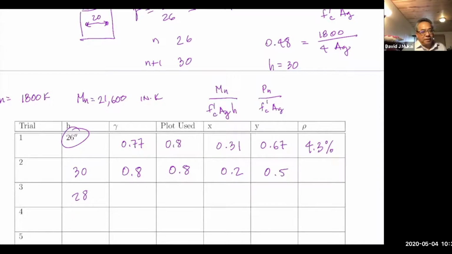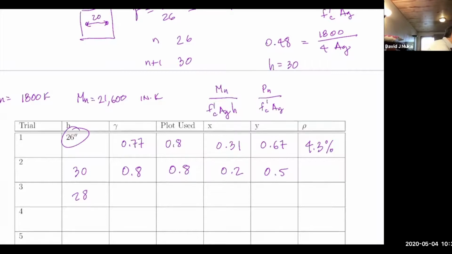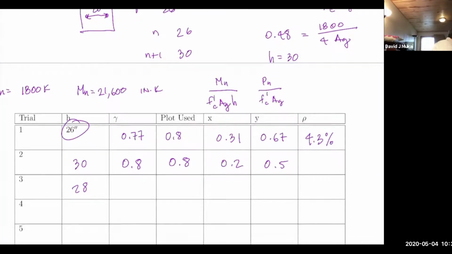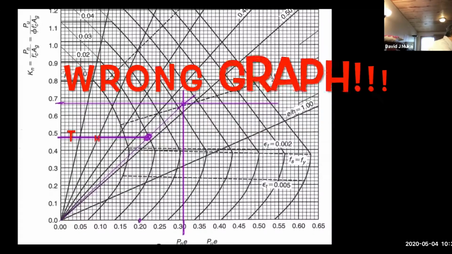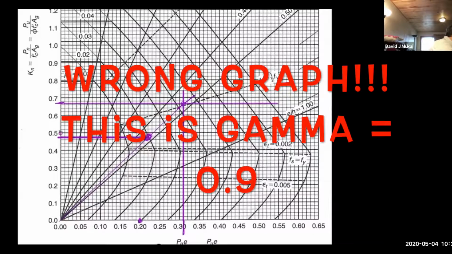Okay, I'm going to double check those. 21,600. Yep, 0.2, 1,800, and 0.5. No, those are correct. Let's check it on the chart. 0.8 chart again. 0.2. Oh, I'm going to have to eat my words.